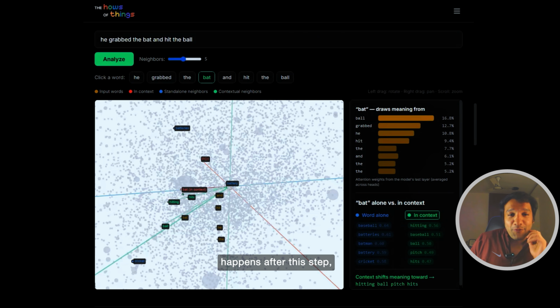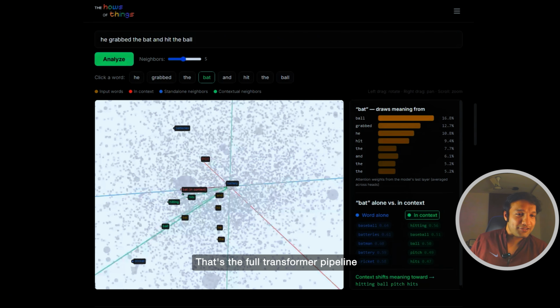Next, we'll look at what happens after this step, how the model takes these shifted positions and actually generates the next word. That's the full transformer pipeline, and we will walk through it piece by piece.